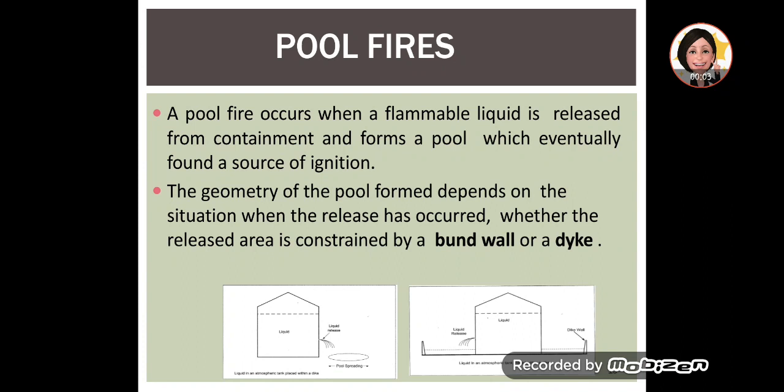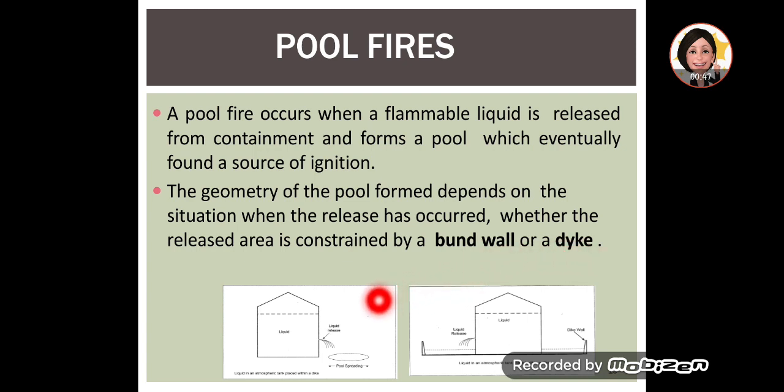A pool fire occurs when a flammable liquid is released from a containment and forms a pool, which eventually finds a source of ignition. So we learnt in flammability, if all three components are present in sufficient amount, then the ignition will take place. The flame will take place. The size of the pool formed is very much dependent on the situation when the release occurred, so whether the released area is constrained by a bund wall or a dike.